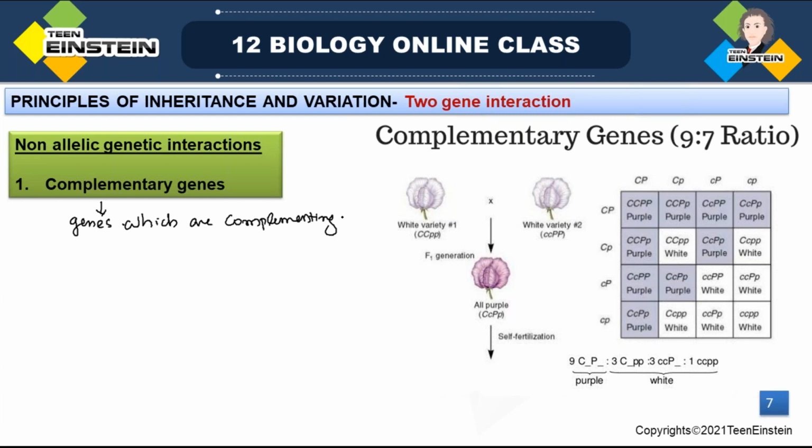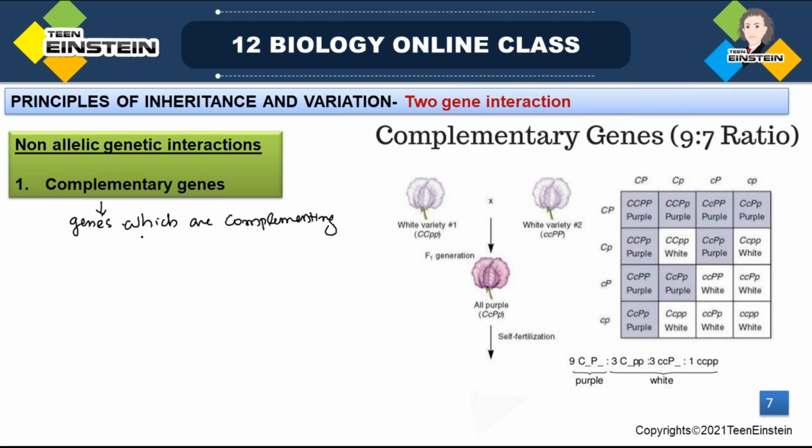Complementary genes are two genes, and these genes will be present on separate loci. Both genes will be present on separate loci, and these two genes interact with each other and work together. They will produce a dominant phenotypic trait. The important point is that if these genes are present alone, they can't give that phenotypic expression.